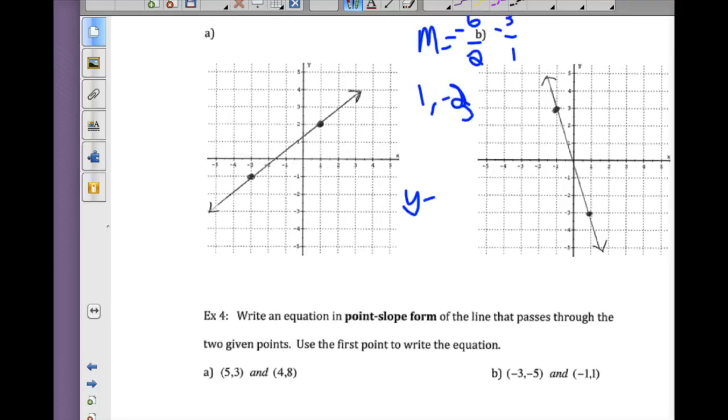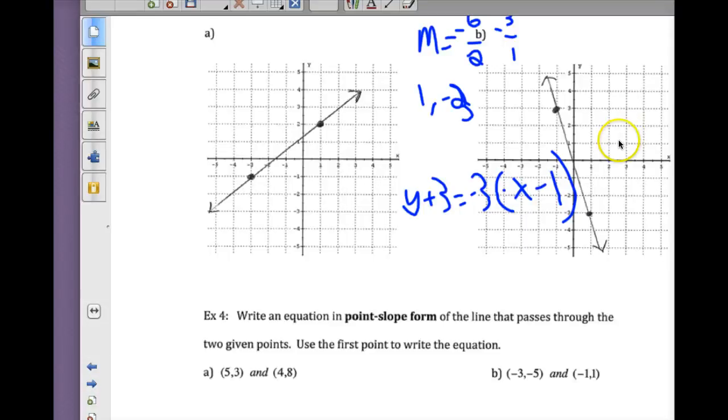-3 times... Very good, Harrison. Read it loud and proud to everybody. y plus 3 equals -3 times the quantity of x minus 1.